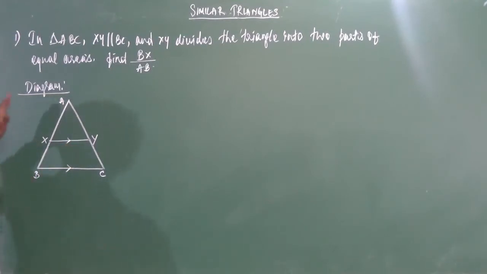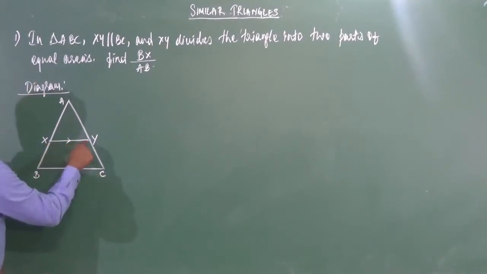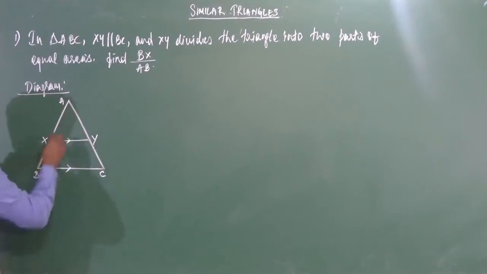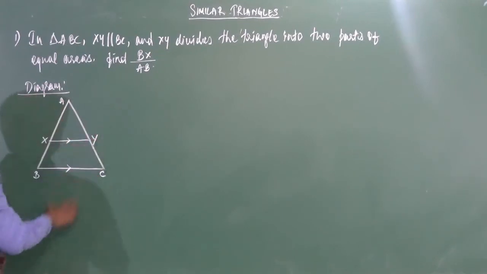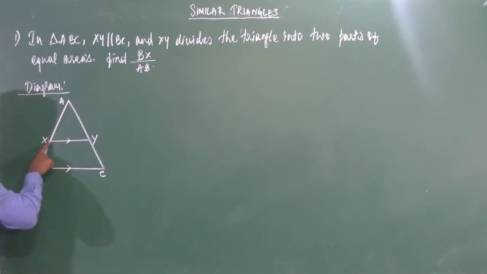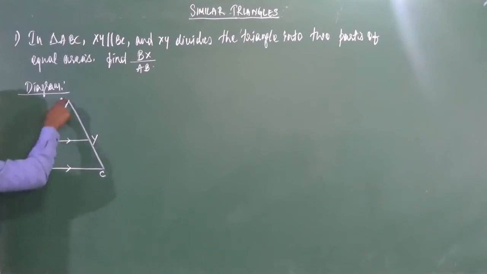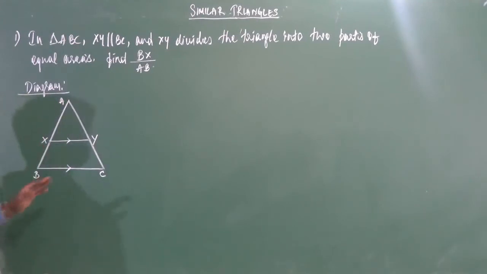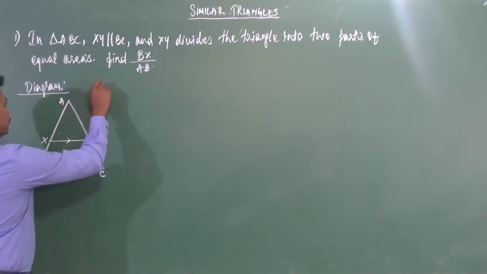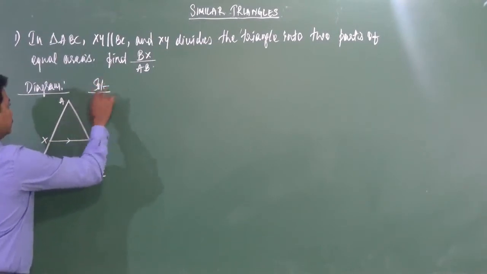I am going to call this a trapezium. So in triangle ABC, XY is parallel to BC and this line XY divides triangle ABC into two parts of equal areas. If this is the case, find BX by AB, that is, find the ratio between BX and AB. Very simple question, but a very interesting problem. So let us get into the solution.